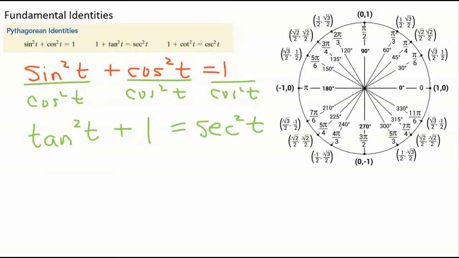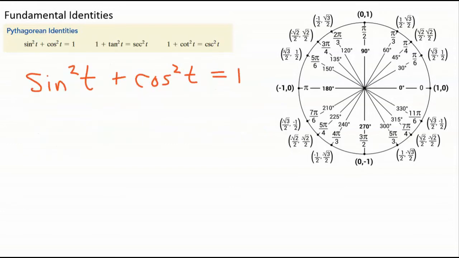So if you take your original Pythagorean identity, sine squared of t plus cosine squared of t is equal to 1, and divide every term by cosine squared of t, you get the second one. I have a trick for getting the third one, and it's just as easy. I bet you can guess what that is. Let me erase and start back with our first line.